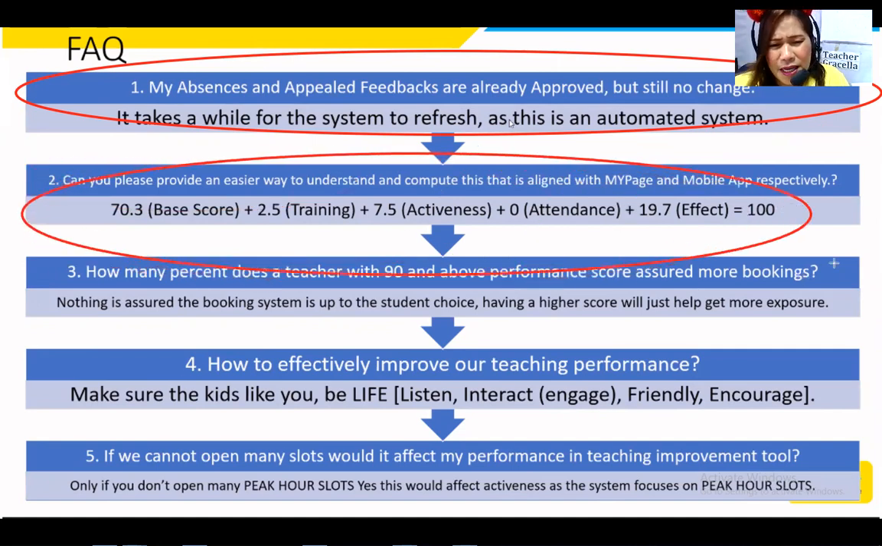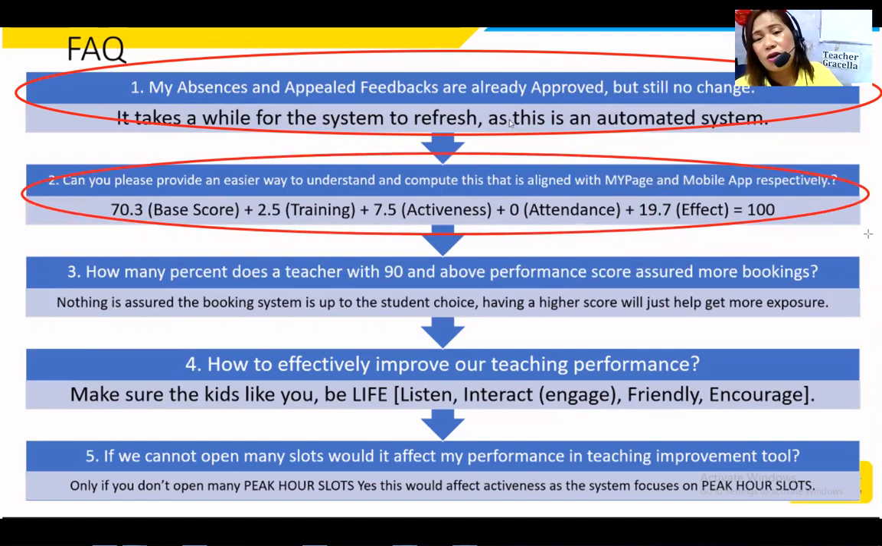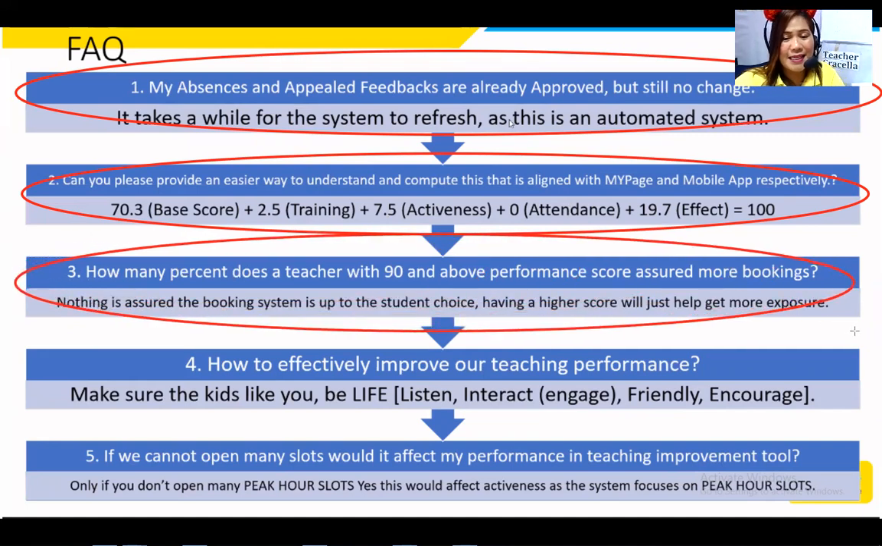Question number 2, can you please provide an easier way to understand and compute this that is aligned with My Page and mobile app respectively? 70.3 base score plus 2.5 training plus 7.5 activeness plus 0 attendance plus 19.7 effect, 100%. How many percent does a teacher with 90 and above performance score assure more bookings? Nothing is assured. The booking system is up to the student's choice. Having a higher score will just help get more exposure.